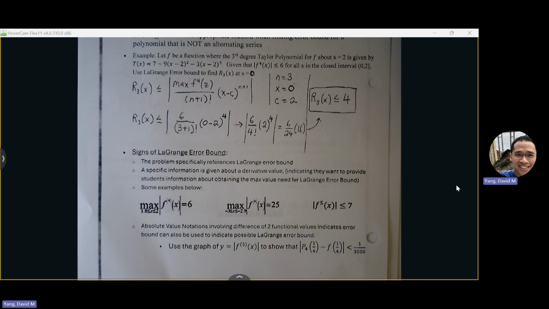They're very specific about telling you, okay, the fifth derivative is less than or equal to 7. So this is an indication that they're trying to get you to do LaGrange error bound. They give you random information about some random derivative, and usually it's going to be the next derivative that is higher than your current degree. And again, you're going to have an absolute value showing you that they're trying to get you to use error bounds.